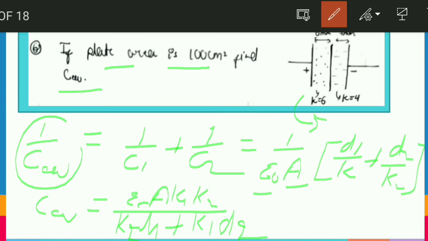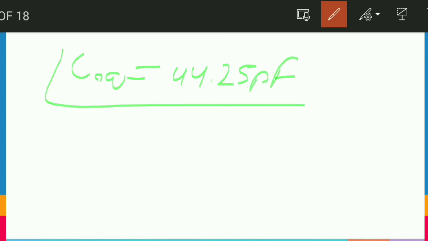Actually, it is not important to learn the formula. It is important to learn the concept, how we approached this formula. If you try to remember it, you would probably forget it, because different combinations can be made from this. But the concept remains the same: what is the C equivalent in parallel and what is the C equivalent in series. Everything is known, we just have to put the values. So when you put the values, you will get C equivalent equals 44.25 picofarad. I hope this question is clear to you. So let's move to our next question.